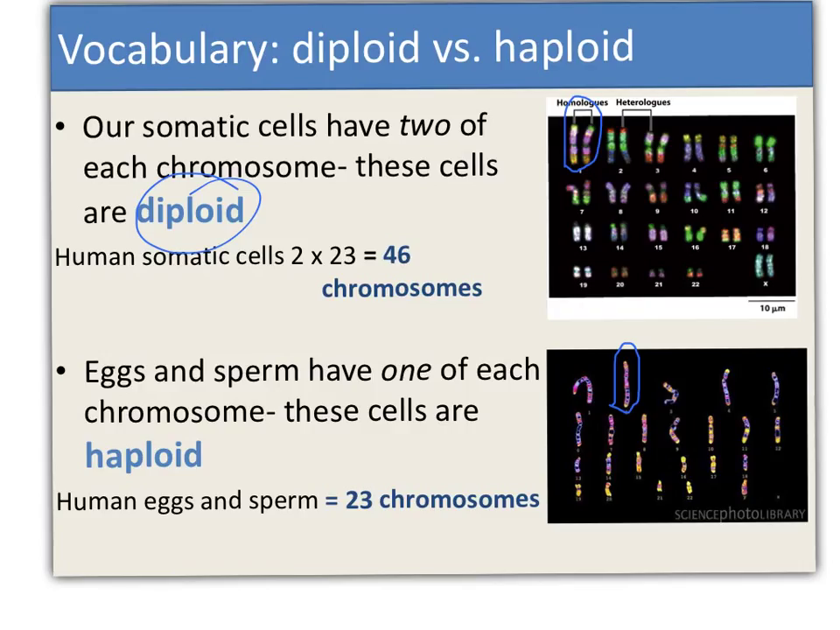Human eggs and sperm, there are 23 total chromosomes. In the diploid state there's 46, 23 pairs. In the haploid there are 23 single chromosomes.